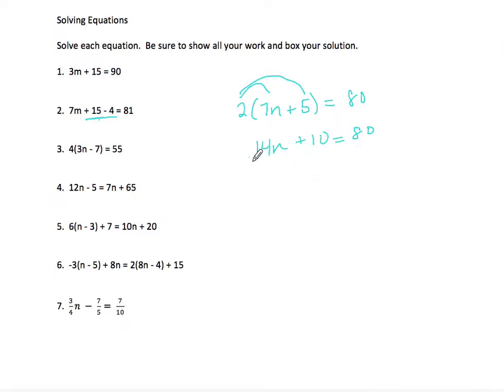So now again, this question goes back to number 1. I have 14n plus 10 equals 80. I subtract 10 from both sides. I'm left with 14n equals 70. We divide both sides by 14, and we find that n is equal to 5, because 14 will go into 70 5 times. All right, let's do 2 more. Let's do one like number 4.